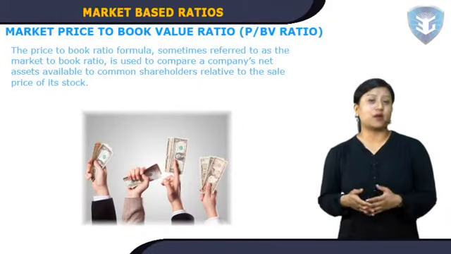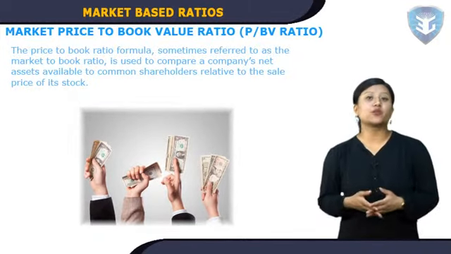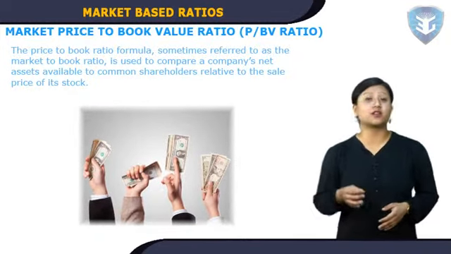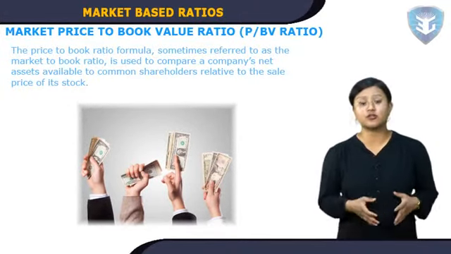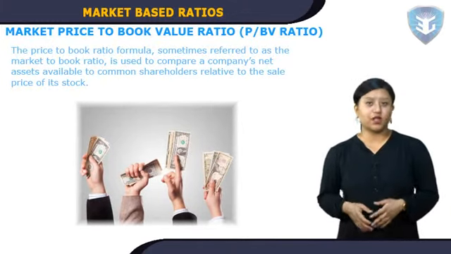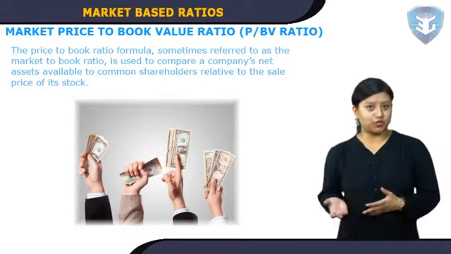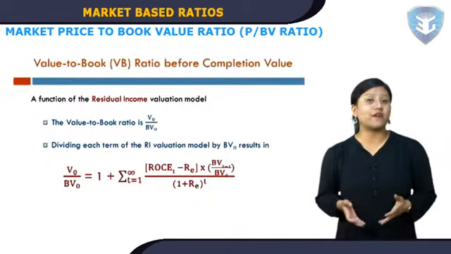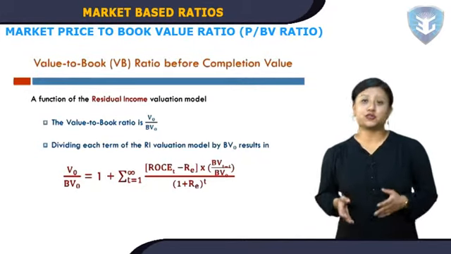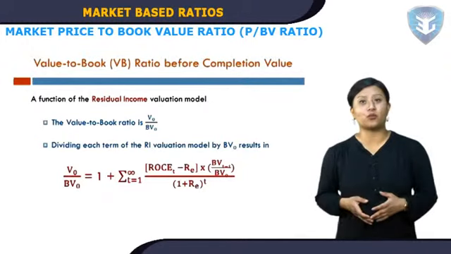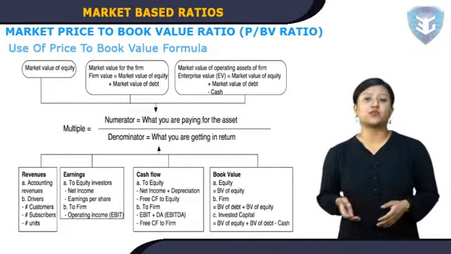Let's now talk about the market price to book value ratio, P over BV ratio. The price to book ratio formula, sometimes referred to as the market to book ratio, is used to compare a company's net assets available to common shareholders relative to the sale price of its stock. The formula for price to book value is the stock price per share divided by the book value per share. The stock price per share can be found as the amount listed as such through the secondary stock market. The book value per share is considered to be the total equity for common stockholders, which can be found on a company's balance sheet.